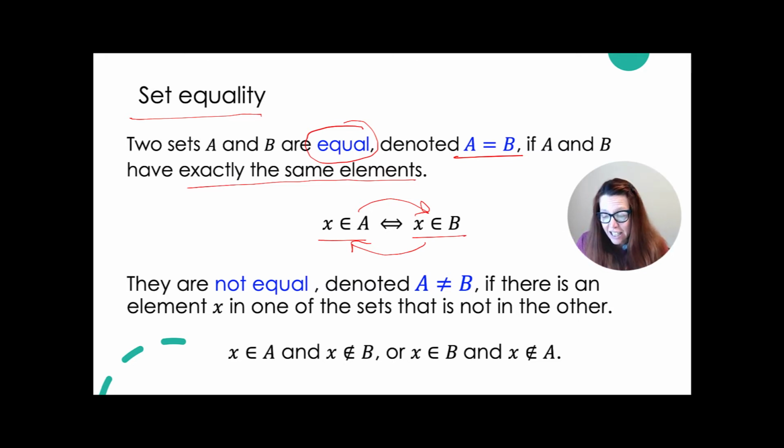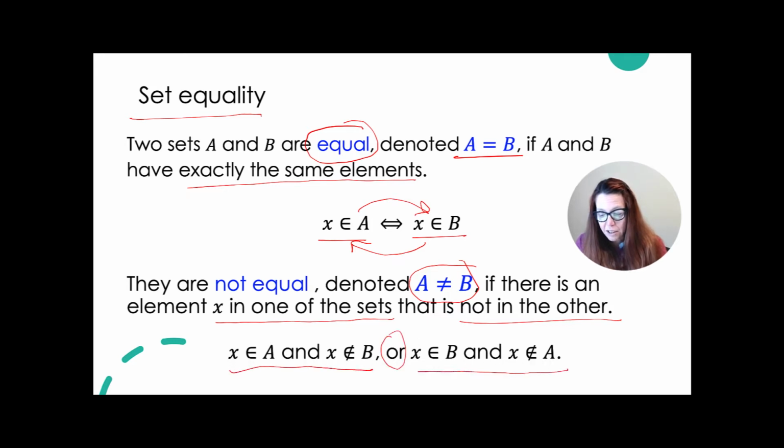They're not equal, and we denote that with the not equal sign that you're familiar with, if there's an element in one of the sets that is not in the other. Okay? So if there's an element in A that's not in B, or there's an element in B that's not in A, then these are not equal sets. Well, let's take a look at a few simple examples.